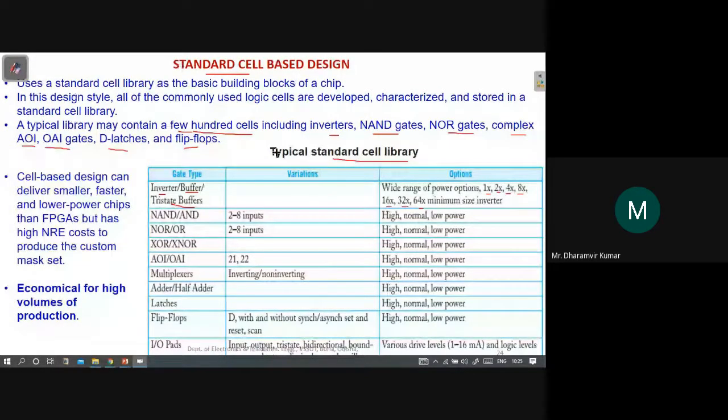Okay, we have high, normal, and low power varieties of these NAND gates. Similarly, NOR gates, with 2 to 8 inputs, and these different flavors are available for different kinds of gates. Basically, our typical library will have a few hundred cells, and there will be an option to choose any of these cells.